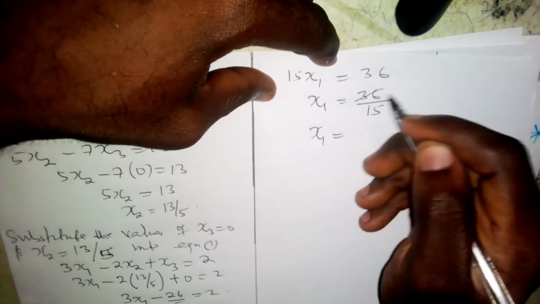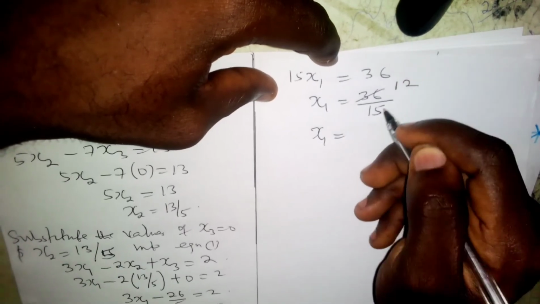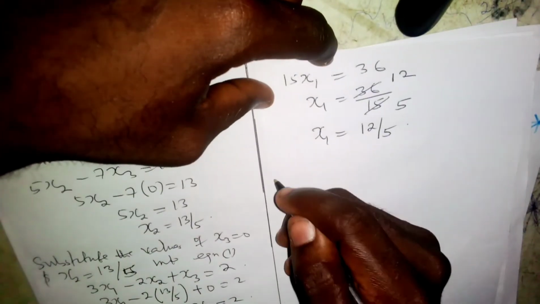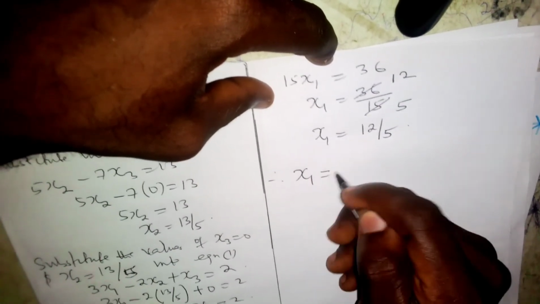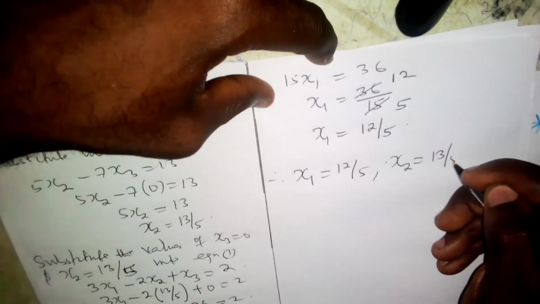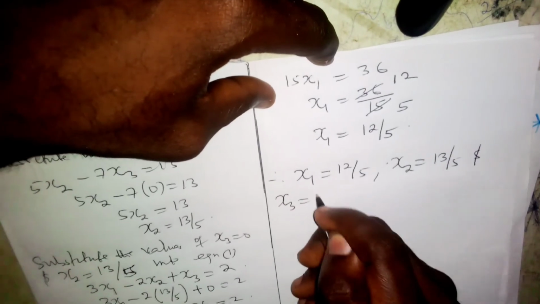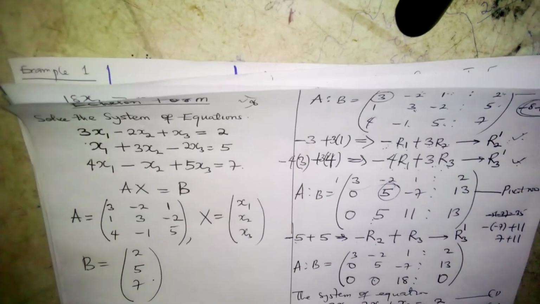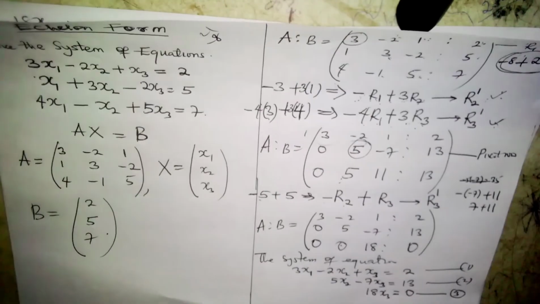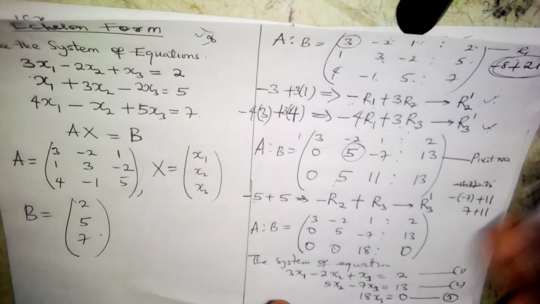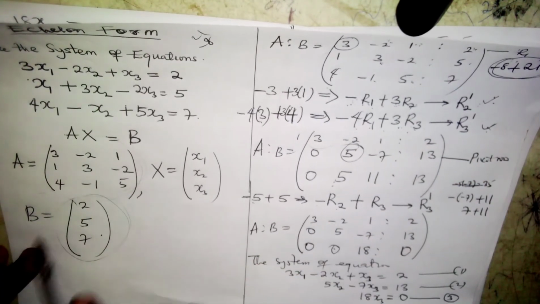Then x1 will be 36 divided by 15. 3 can go here, 3 will give us what here? 12. Then 3 will be what? 5 here. So 12 over 5. So finally, our x1 is equal to 12 over 5. Our x2 is equal to 13 over 5. And our x3 equal to 0. Now, you observe that this system of equations was solved using the echelon form. So a problem can be given to us to reduce this matrix to echelon form. Then we don't need to combine it with the augmented matrix.